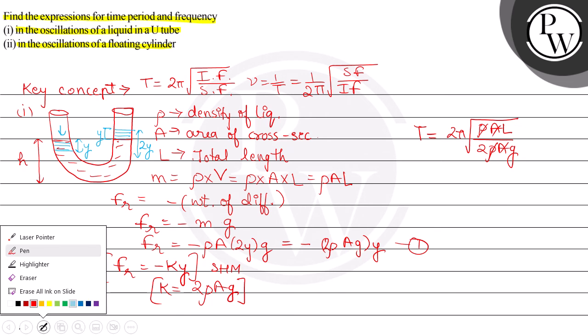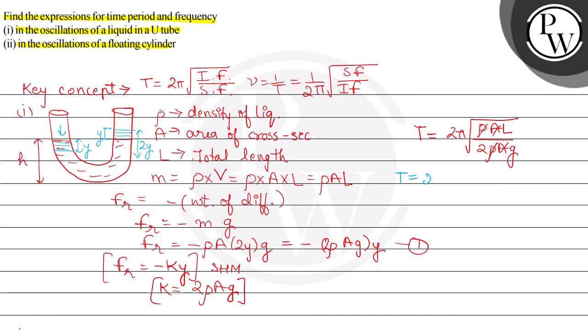यहाँ पर हम लिख सकते हैं that T is equal to 2 pi under root L by 2g. And अगर हमने L को consider किया है 2h, then T will be equal to 2 pi under root 2h by 2g, 2 से 2 cancel हो जाएगा and we will get h upon g, and nu, that is frequency, will be equal to 1 upon 2 pi under root g upon h.